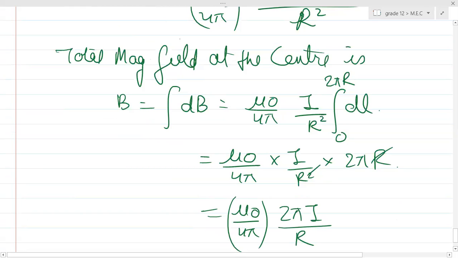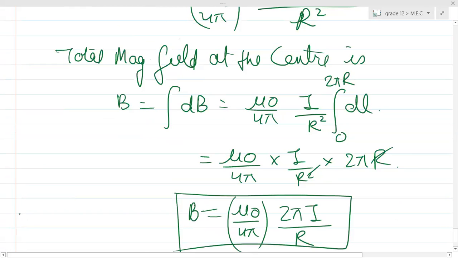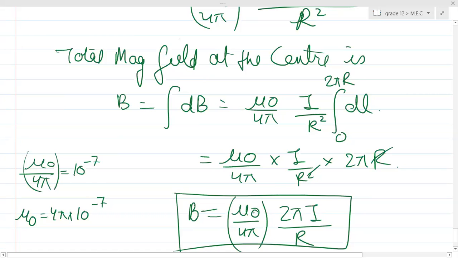Can't we cancel out this 2 pi and 4 pi? Arey, what's the point? Ultimately, when you use it in numericals, you'll have to use the value of mu naught. Then mu naught you'll write as 4 pi into 10 to the power minus 7. It's better to use mu naught by 4 pi as 10 to the power minus 7 directly and just calculate this. Remember this. Are you getting my point, guys? So 2 pi I by r.